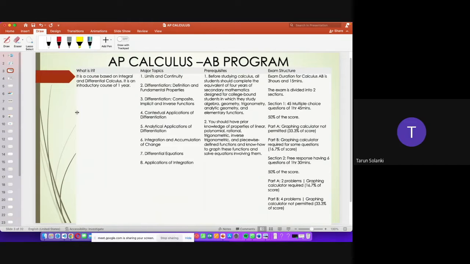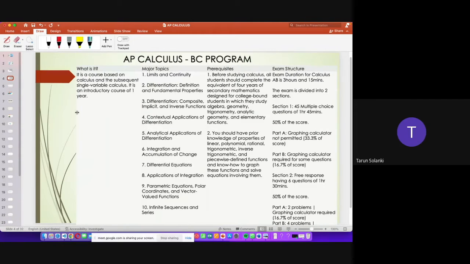So part A will have 2 problems where a calculator will be required, which is 16.7% of your total score, and part B will have 4 problems which is graphing, where a calculator will not be allowed, which is 33.3% of the total score. Okay, so this was regarding your exam structure for this first one.